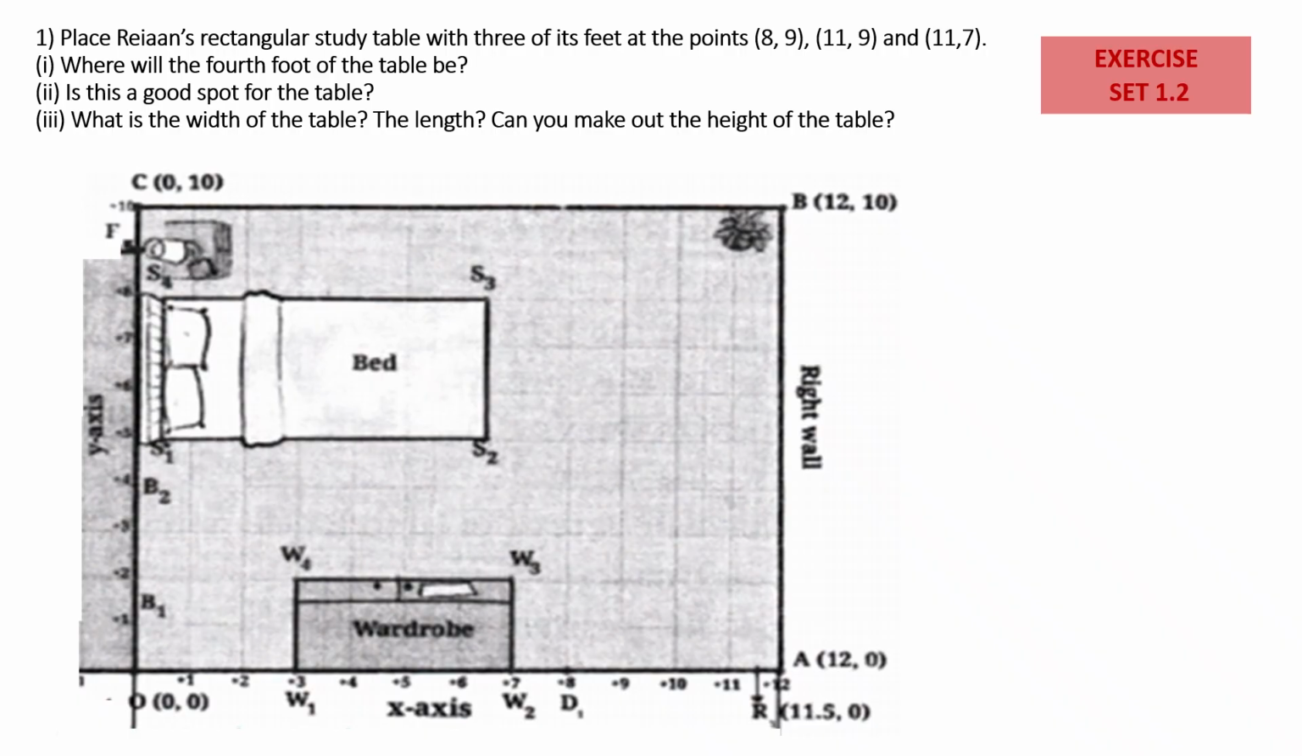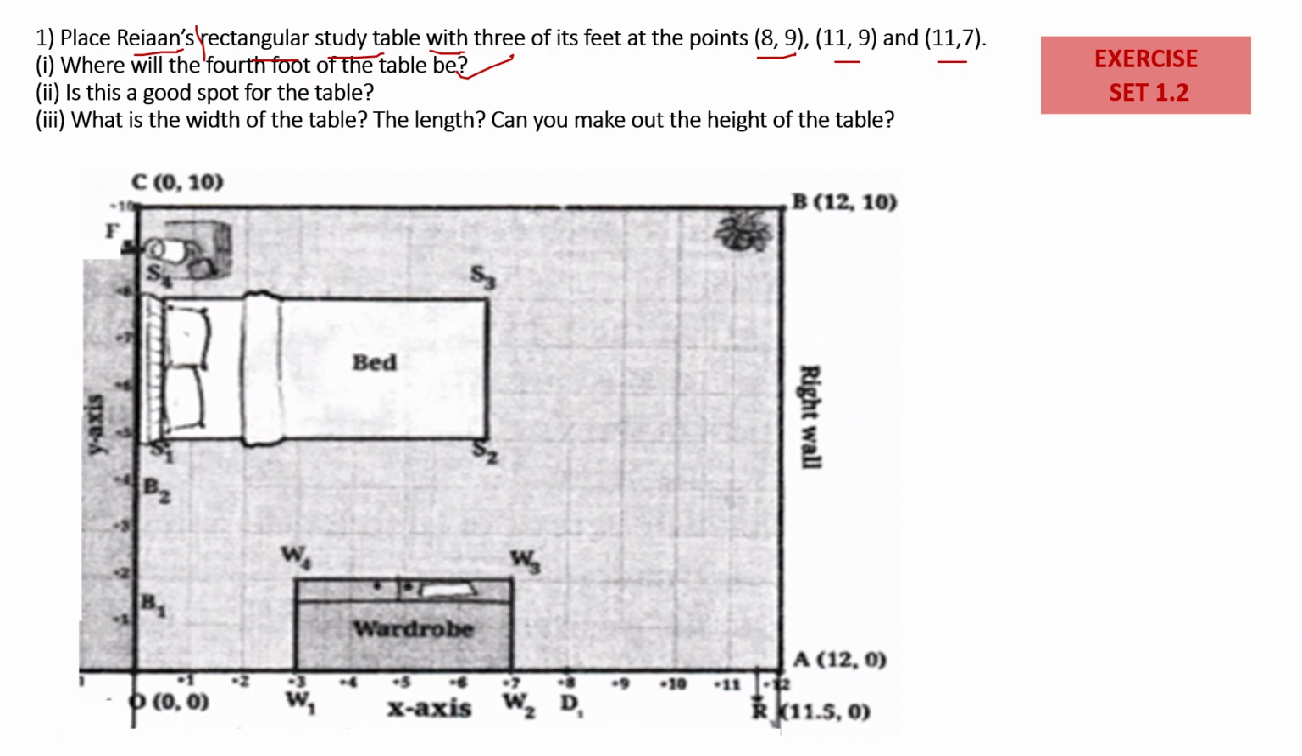See over here, the first question is: place Rayon's rectangular study table with three of its feet at the points given. So they have given the three points of the table feet. We are going to plot them, and the question is where will the fourth foot of the table be, and what is the shape of this table? It's nothing but rectangular. So first we'll mark the points.